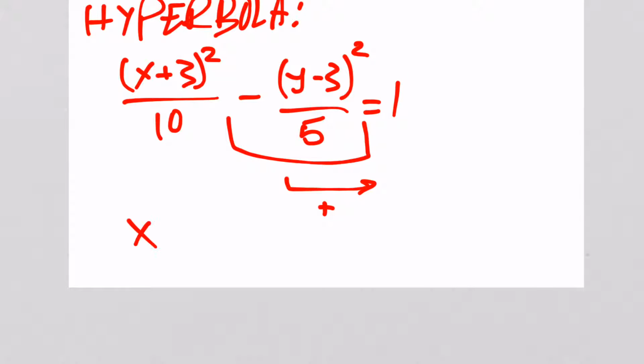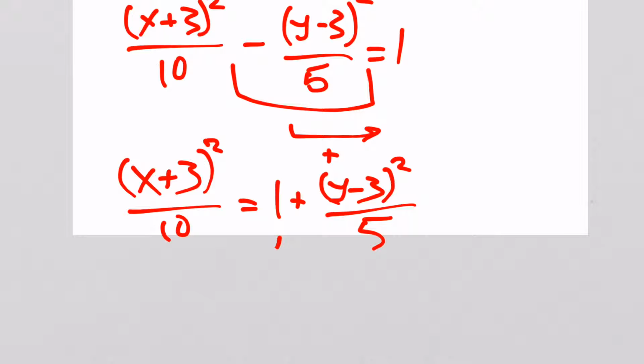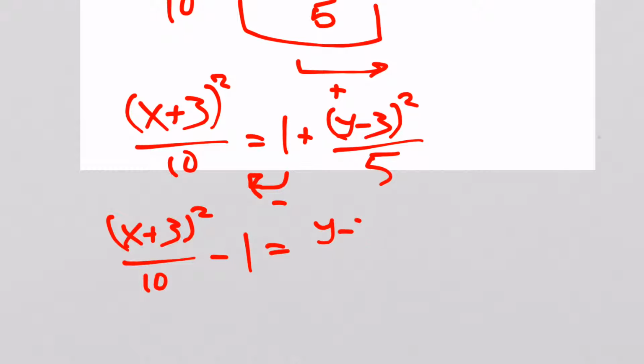So this is going to give me (x + 3)² over 10 equals 1 plus ((y − 3) whole fraction now, squared) over 5. And I want y, so I should probably subtract that 1 over. So it's an extra step, but it gets rid of that negative right away. So subtracting 1 gets me (x + 3)² over 10 minus 1 equals (y − 3)² over 5.